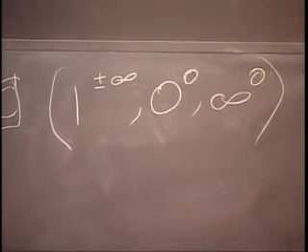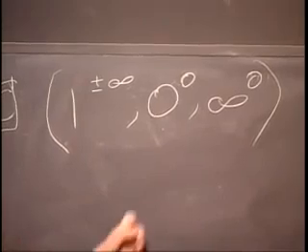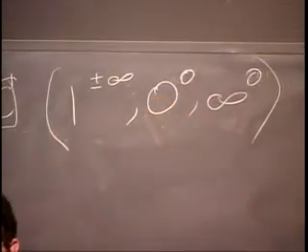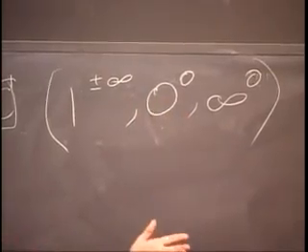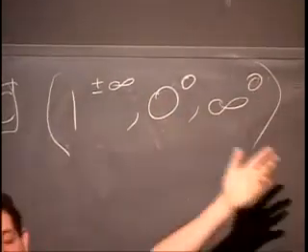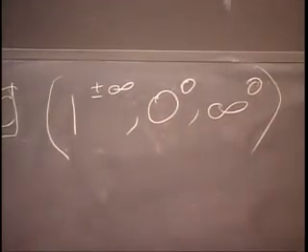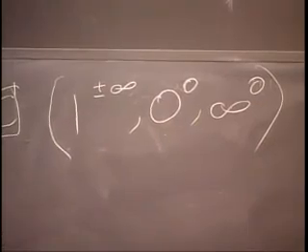0 to the 0, well, that's clearly going to be a problem. I mean, 0 to any power is 0, but any power to 0 is 1, so what's 0 to the 0? And infinity to the 0, well, who the hell knows? Is that going to be 1? It could be anything. So we'll see some examples of each of these types.